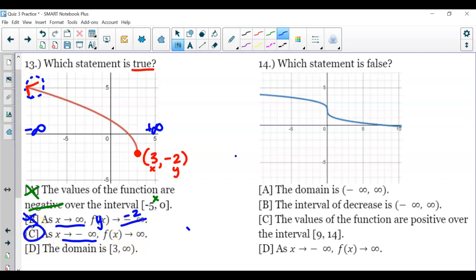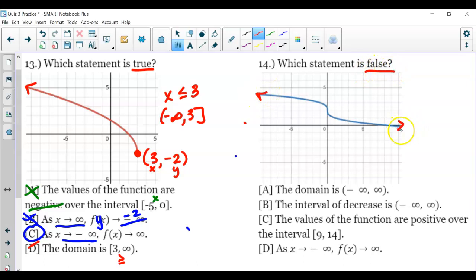Now just to show that D is also false. Well, here the domain, we are starting at the x value of 3, but notice what direction our graph is going. It's going to the left here, which is all less than. So if the values are less than, then we are actually talking about negative infinity to 3, not 3 to infinity, because that would represent greater than. So D is false.